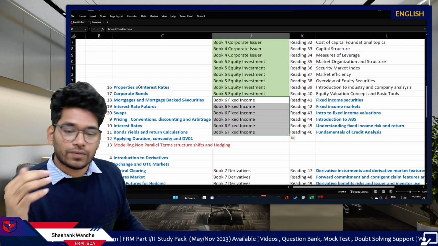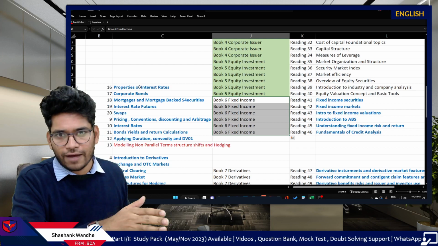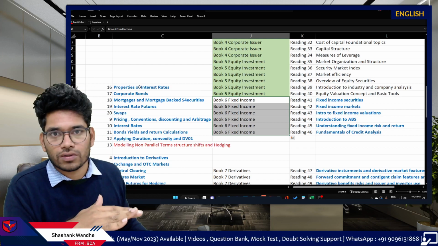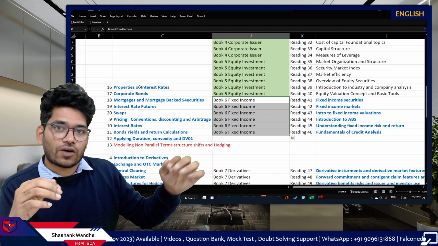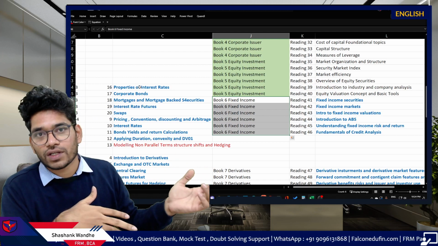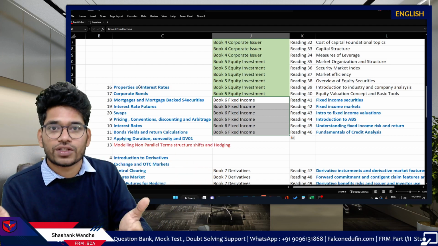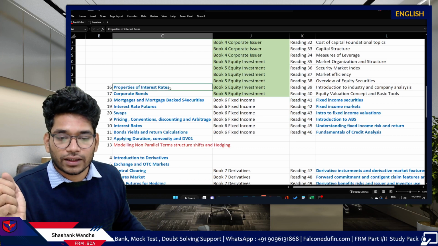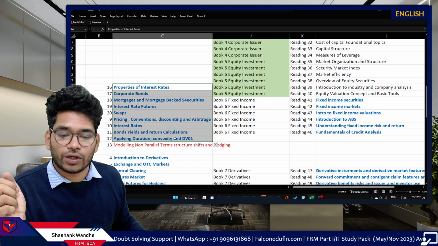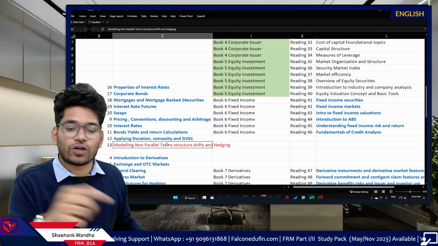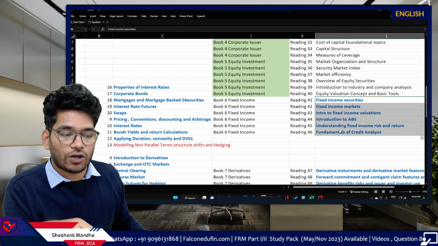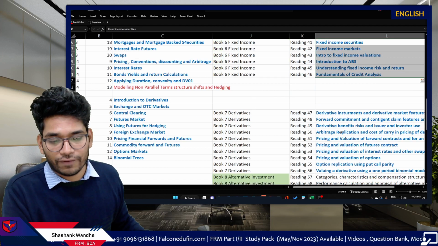Now, when we enter into the fixed income section, again we have really good overlap, and the majority of the concepts are the same. So if you prepared from one curriculum like the CFA, then you can use those concepts in FRM. If you prepared from FRM, then you can use those concepts in CFA. Now a few paragraphs or concepts will be extra in each curriculum. Maybe in CFA a few concepts extra, and in FRM a few concepts extra. But the major content is common. This covers the properties of interest rates till applying duration, convexity, and so on. Modeling non-parallel term structure you will get in CFA level 2. Now here we have similar topics, so again, you have this advantage.